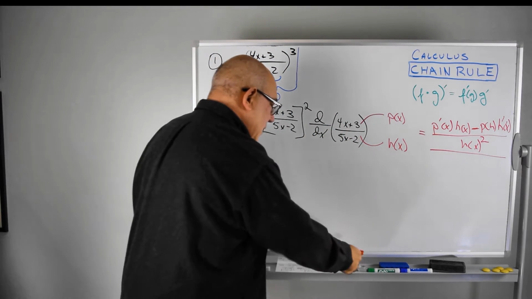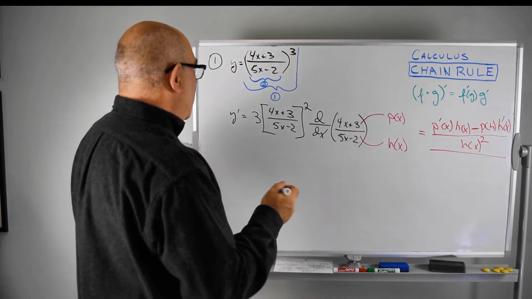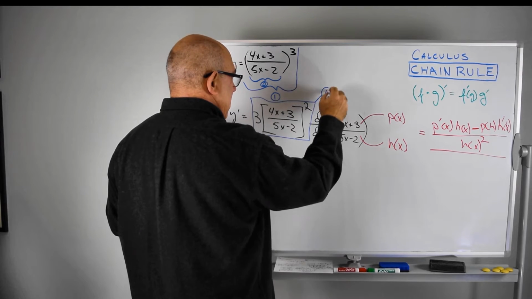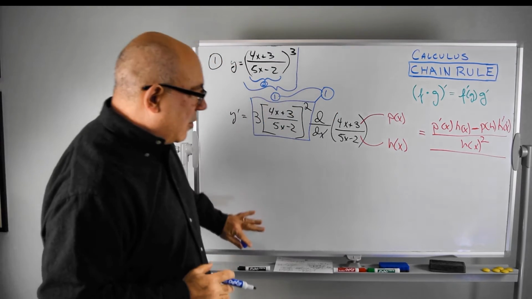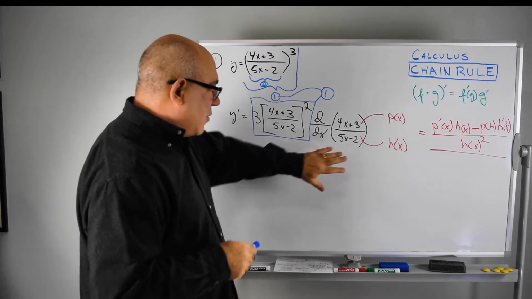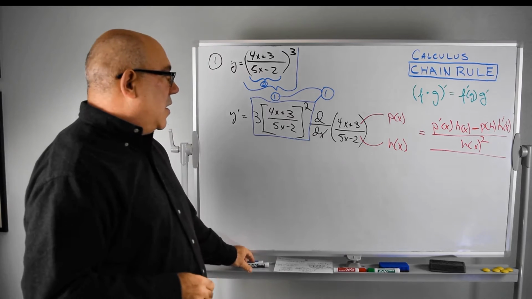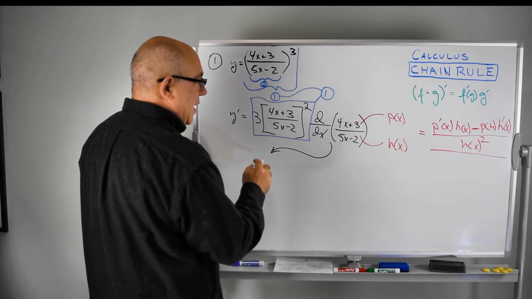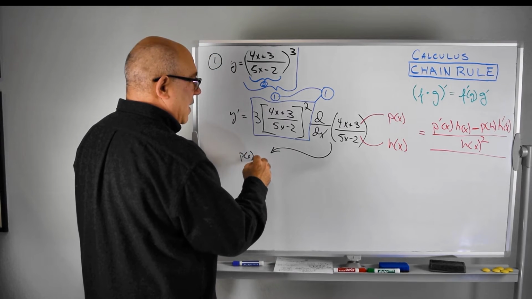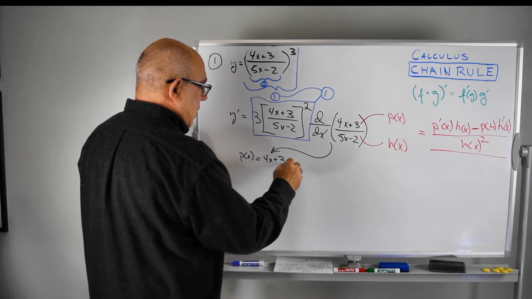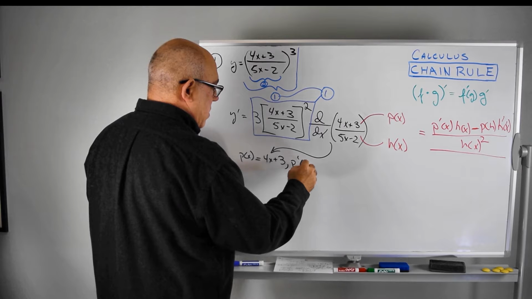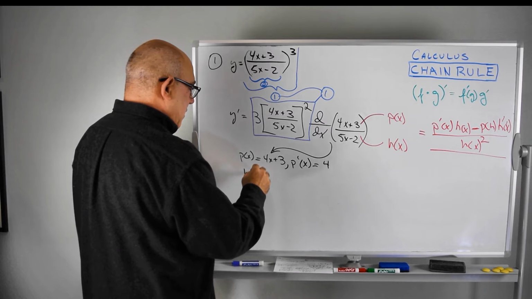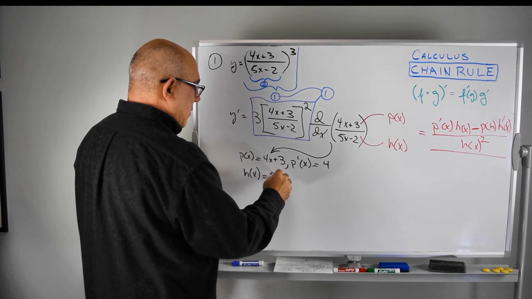What I like to do is not write this stuff 100 times, so I'm going to circle this and remember that that is section 1 as defined here. We'll use that in our final answer in substitution. We're just going to work on this section now. So to find the derivative here, we need to define p of x, and that equals 4x plus 3. And the derivative of p of x equals 4. And then h of x equals 5x minus 2.